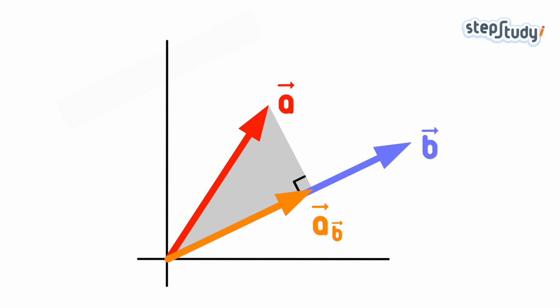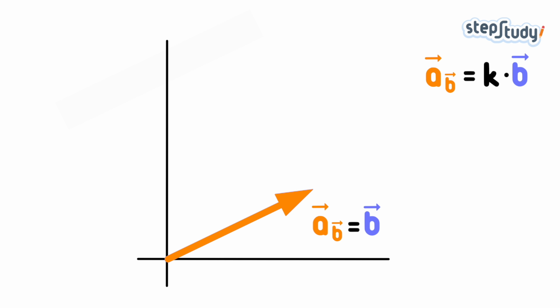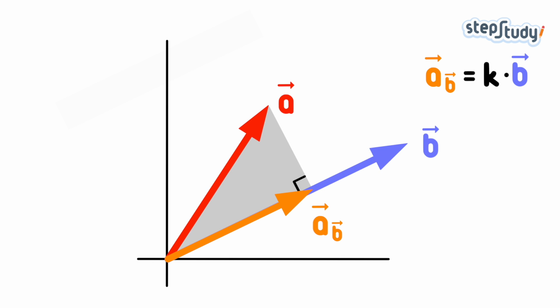But if you know A and B, how do you get the projection vector? The first thing you need to realize is that it's just a scaled version of the B vector. You know that by multiplying a vector by a number you can make it shorter or longer, and if you multiply B vector by the right number you can make it exactly the same as the projection vector. So you need a very specific constant k to multiply with a B vector to get the projection vector.